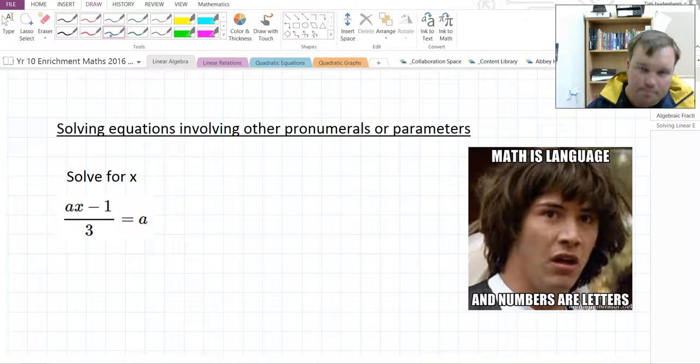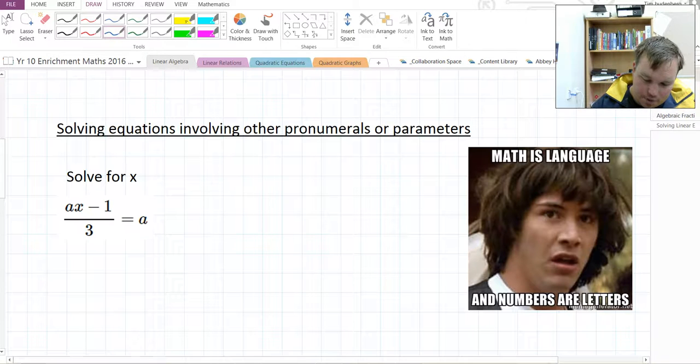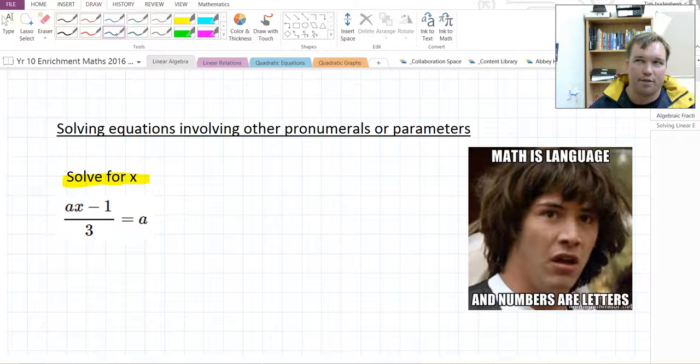Here, we're asked to solve for x. When it says solve for x, it means get it on its own by itself, traditionally on the left-hand side. So, let's aim for that.